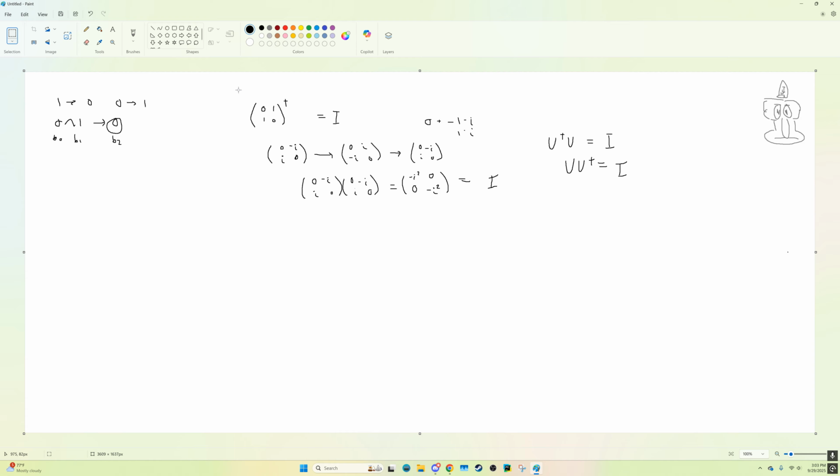So if you're trying to see if a gate is possible and it's not unitary, you instantly know it's not correct. So that's the definition of unitary, just that if you multiply by its conjugate transpose, you get the identity matrix back. Okay.